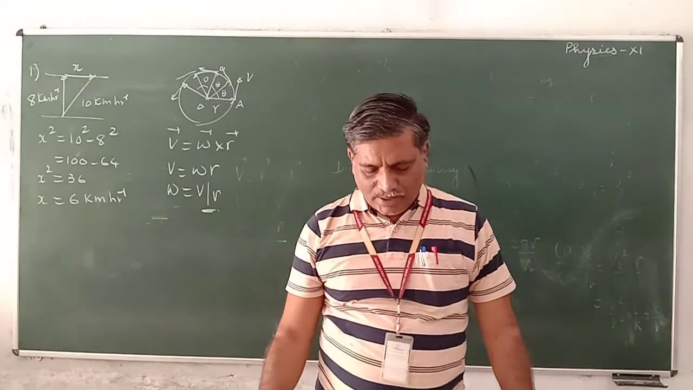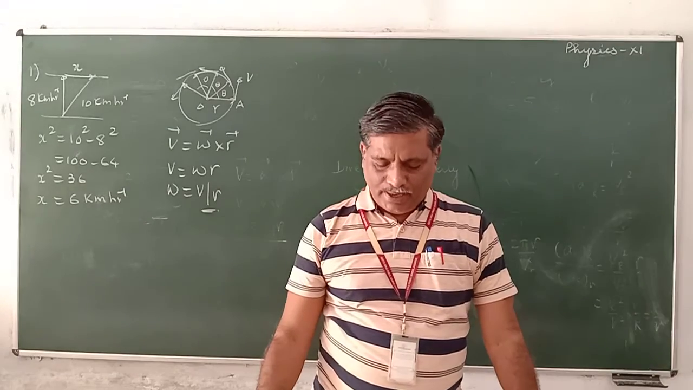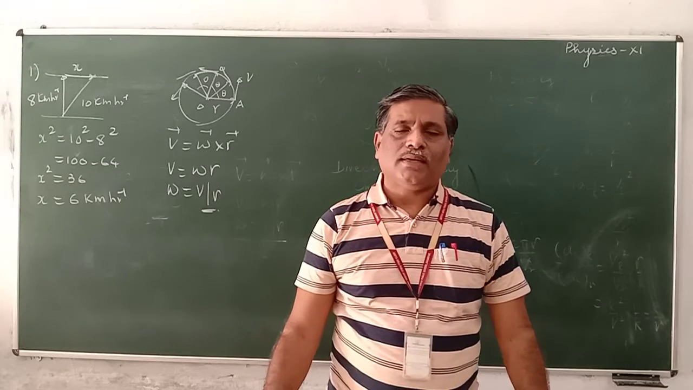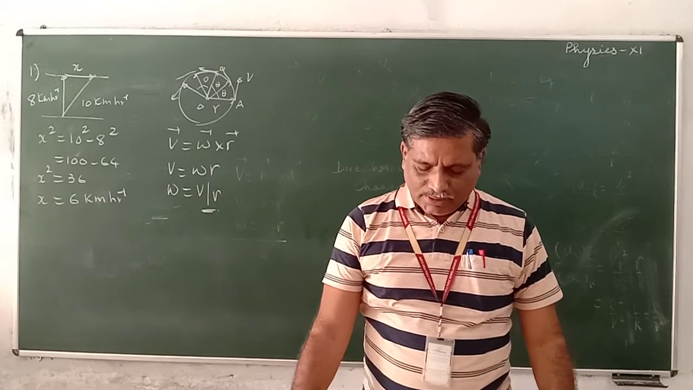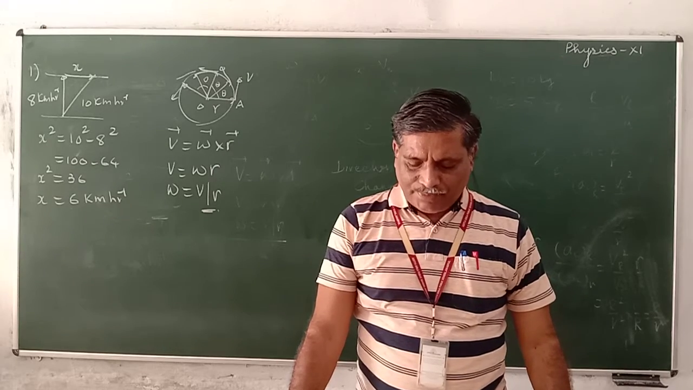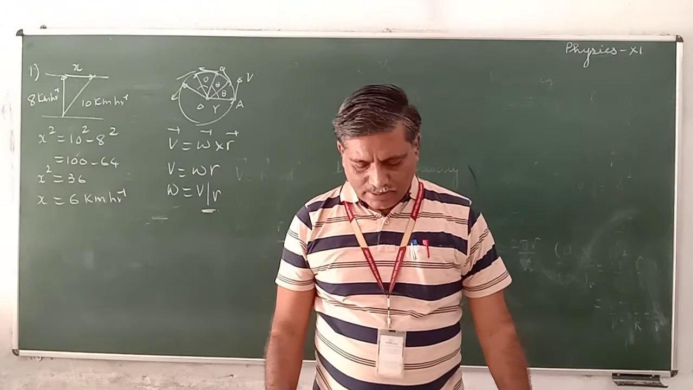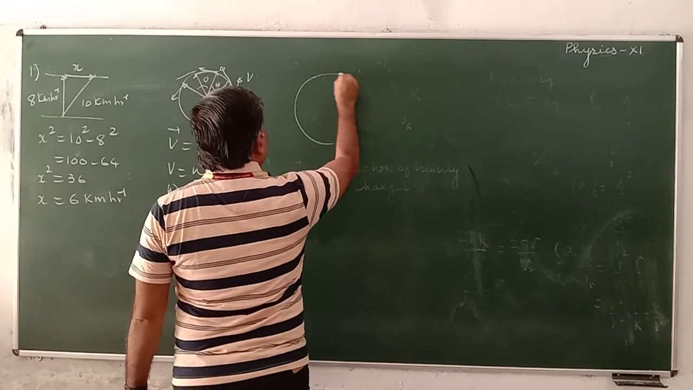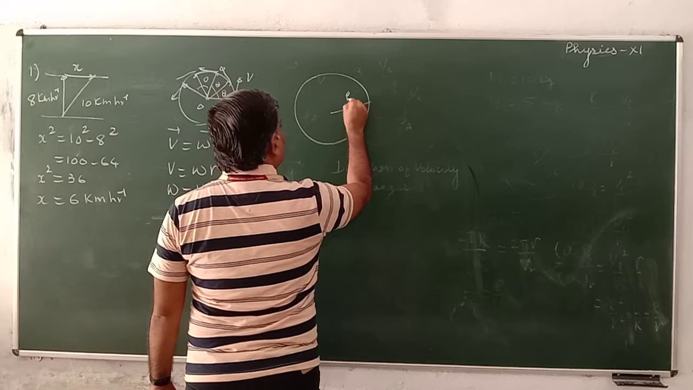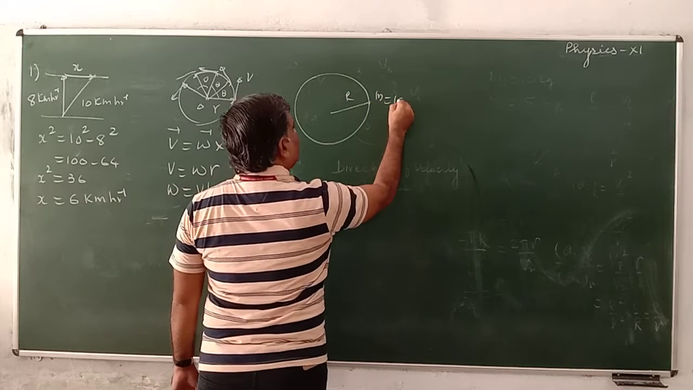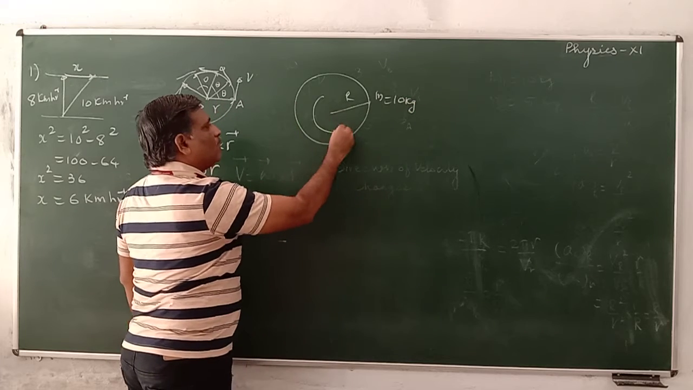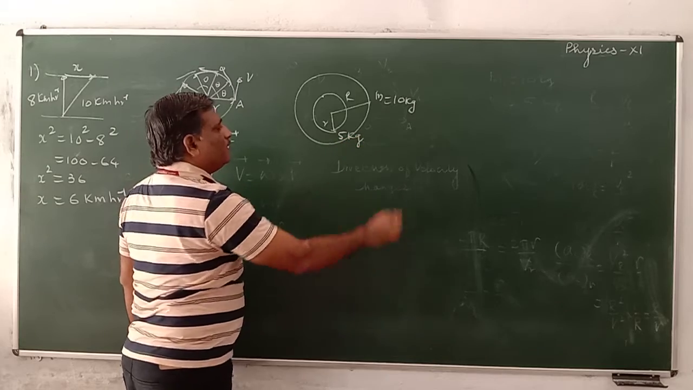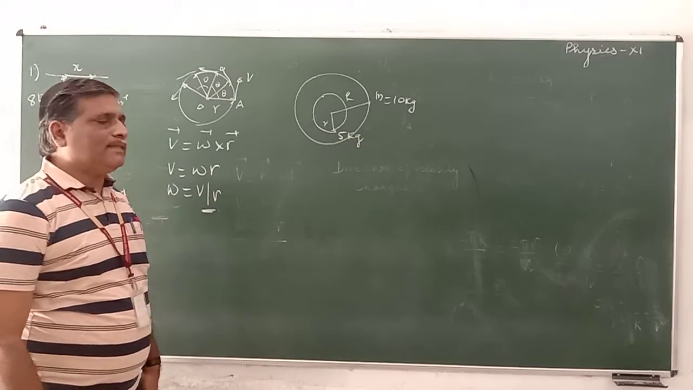Next problem, fourth. Two bodies of mass 10 kg and 5 kg are moving in concentric orbits of radii capital R and small r, such that their periods are the same. Then the ratio between their centripetal accelerations is. This is one object, radius is R, its mass is 10 kg. Another object, radius is small r, mass is 5 kg. And the time period is given the same.